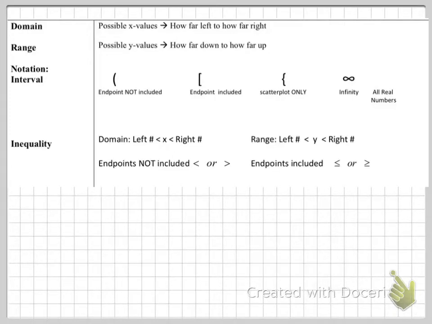Right, today we're going to start off by talking about domain and range. So domain is all the possible x values. Remember, the x-axis goes left and right, that your function uses or touches. Range is all the possible y values, the y-axis goes up and down, that your function uses.